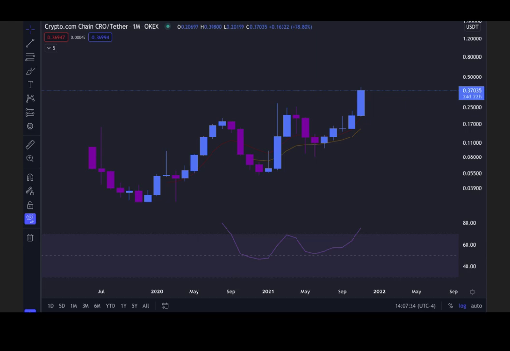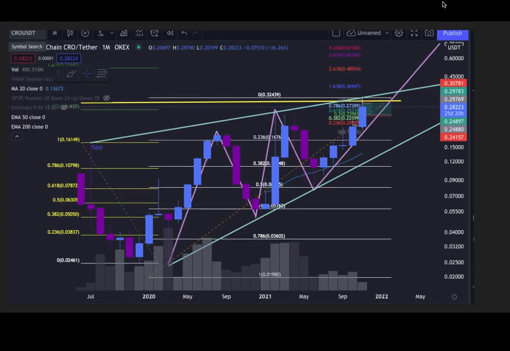Here we have the CRO USDT chart on the monthly. You can see that the chart starts in June 2020. This is the Crypto.com coin. Some simple TA to start. A wise man once said, a trend is a trend, the trend is your friend, until it's not.